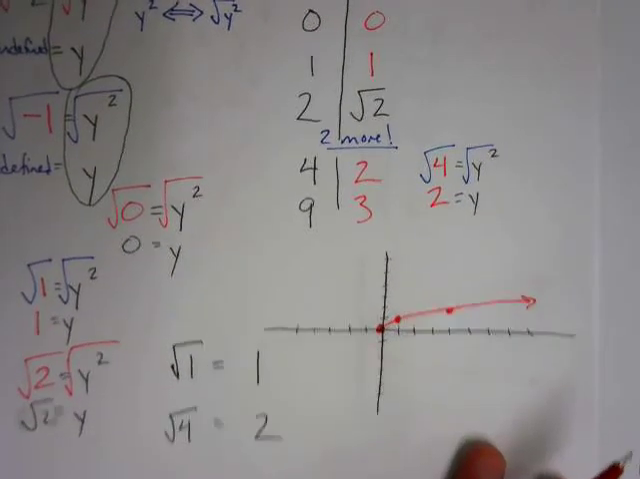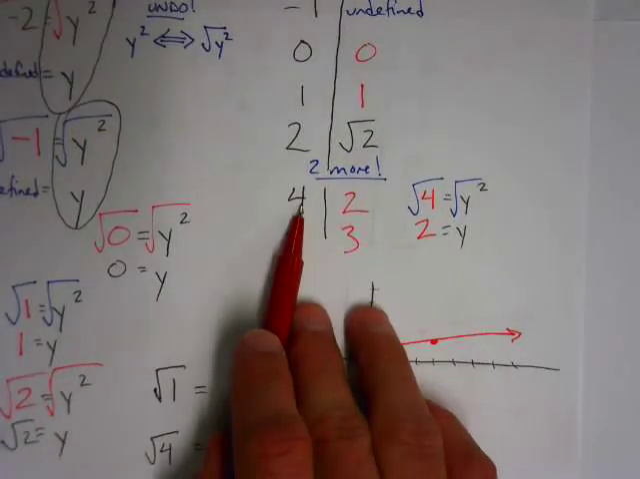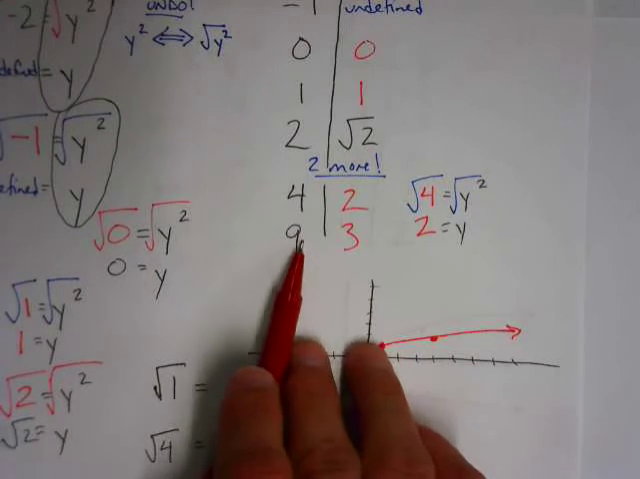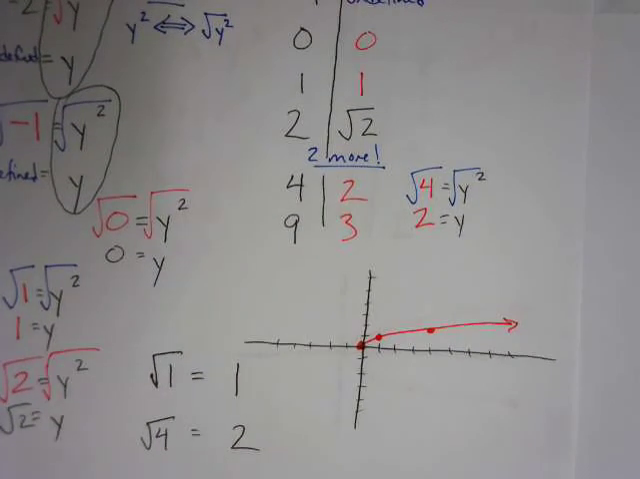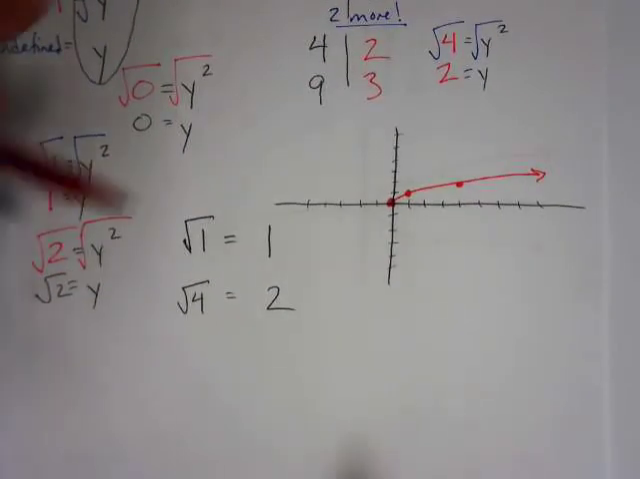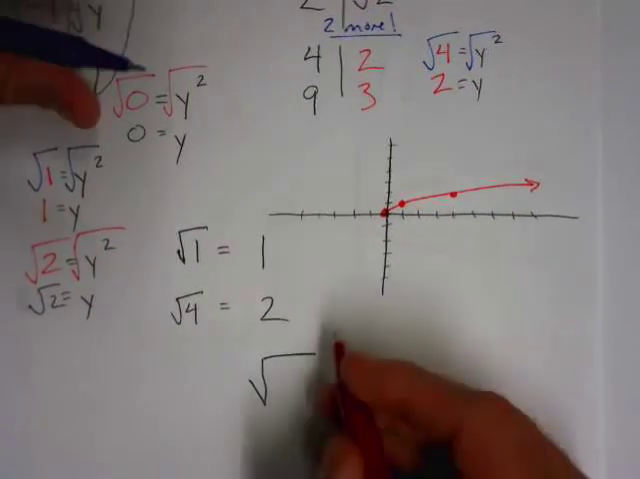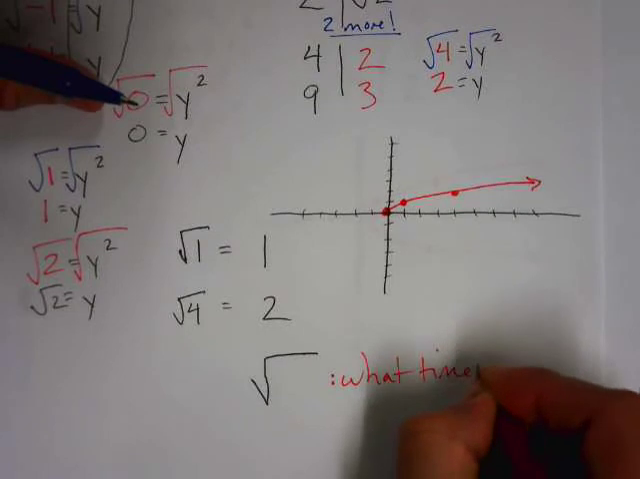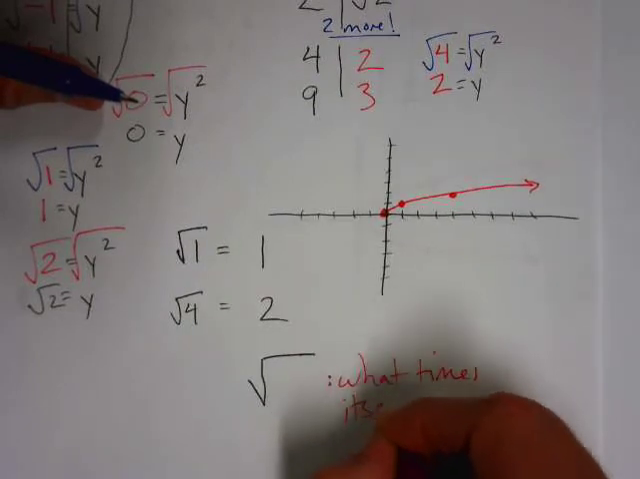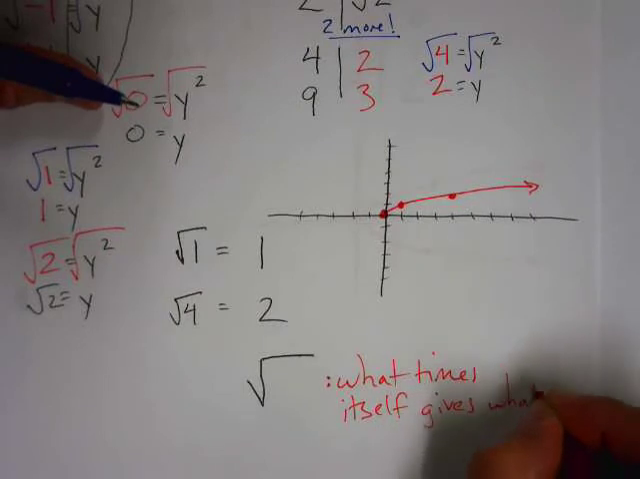So if we go back to our original thing, we thought this might have been a function, but because when we put in 1 for x, and 4 for x, and 9 for x, we have to know some things about the square root. The square root asks a question. The square root asks, what times itself gives you what's inside?